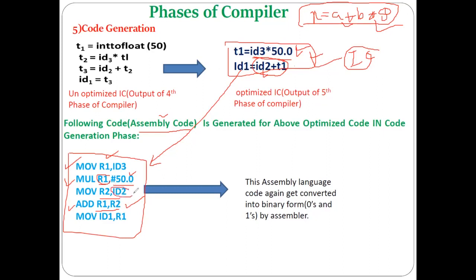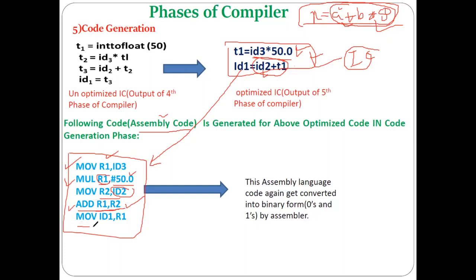ID2, R2 is containing what? ID2 means your A. Okay, so then you are adding R1 and R2, that is nothing but A plus B into 50, because R1 contains B into 50, and R2 contains A. So then you are doing the addition of these R1 and R2 and moving the result, which will be in the R1.